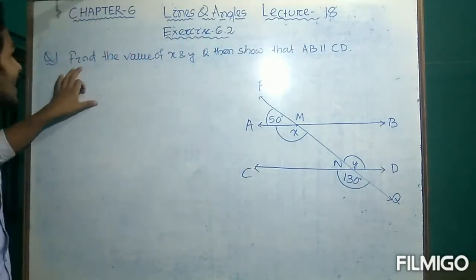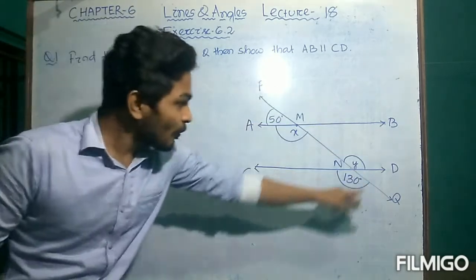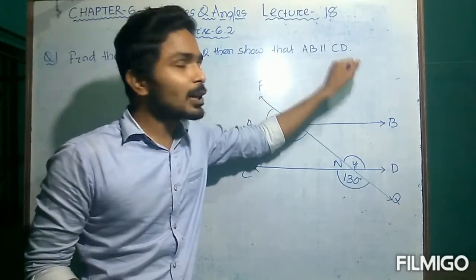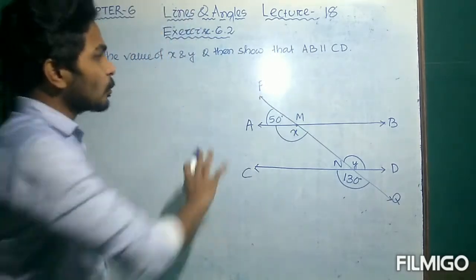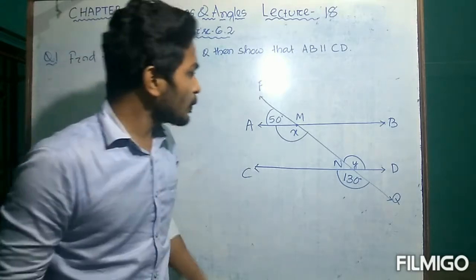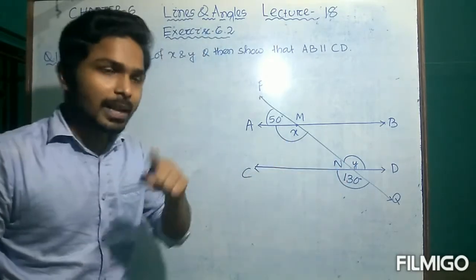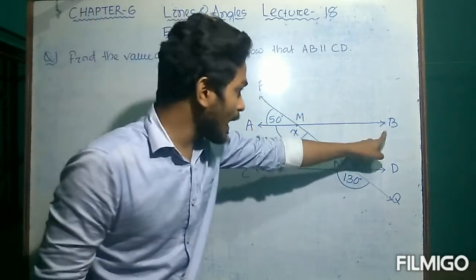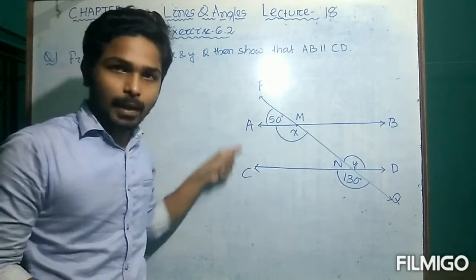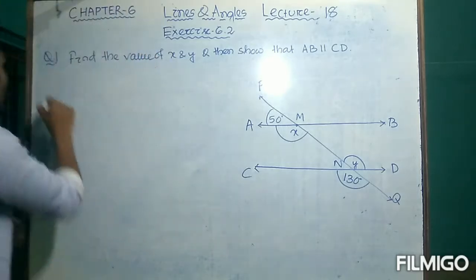It is given: find the values of x and y from the following figure and show that AB is parallel to CD. So we first have to understand this figure clearly, then find the values of the unknown variables x and y, as well as show that the lines AB and CD are parallel. It is not given that these two lines are parallel, you have to prove it. Okay, so let's do it.